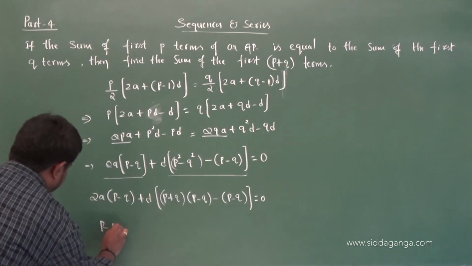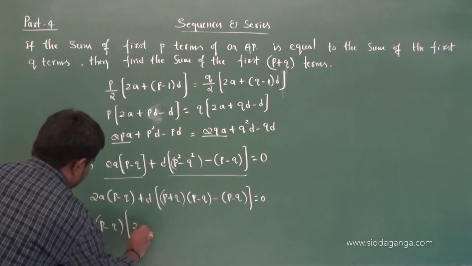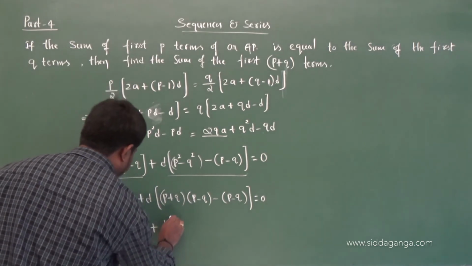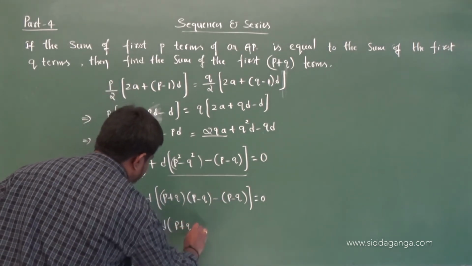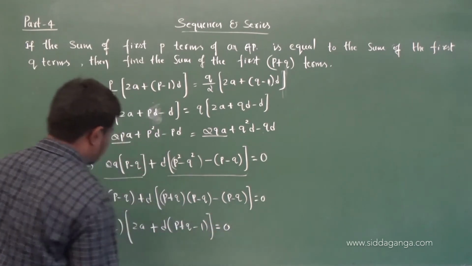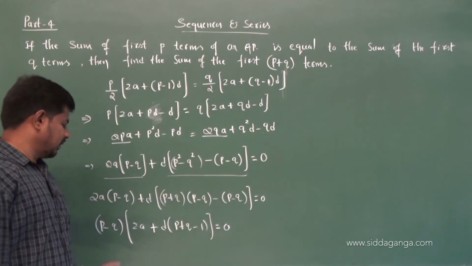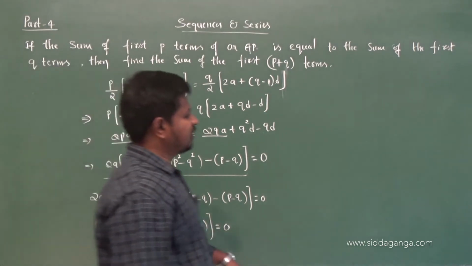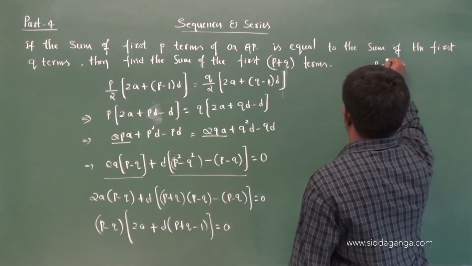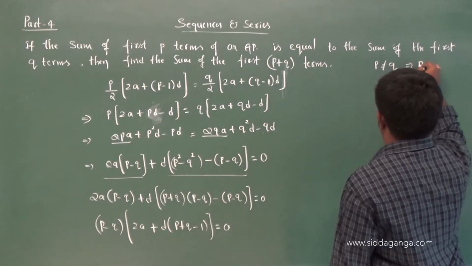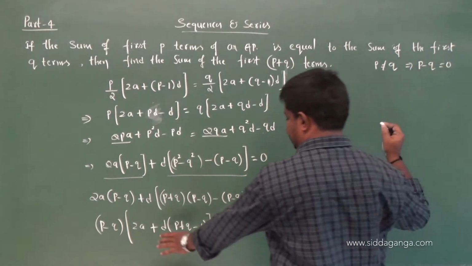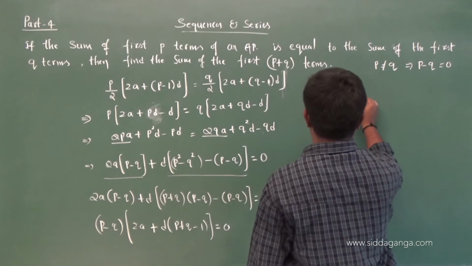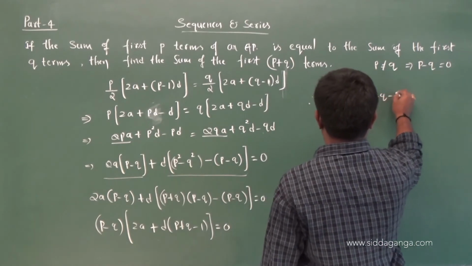So, P minus Q into, what is remaining? 2A, plus here P minus Q taken outside, so D into P plus Q minus 1, right. This is equal to 0. Now, the product of these two is equal to 0 in the sense either this is equal to 0 or this is equal to 0. This cannot be equal to 0 because P cannot be equal to Q. Since P is not equal to Q, P minus Q cannot be 0. So, only this is 0, therefore 2A plus D into P plus Q minus 1 equal to 0.